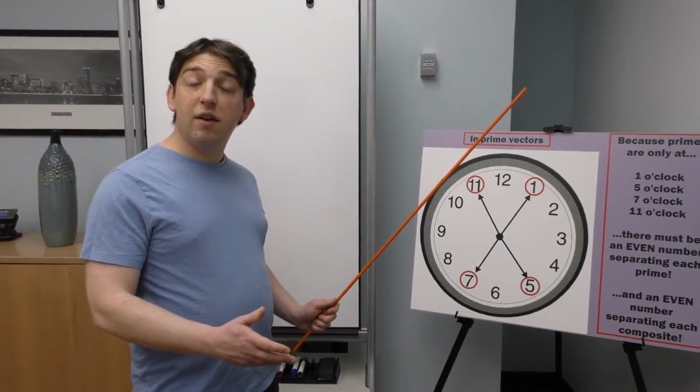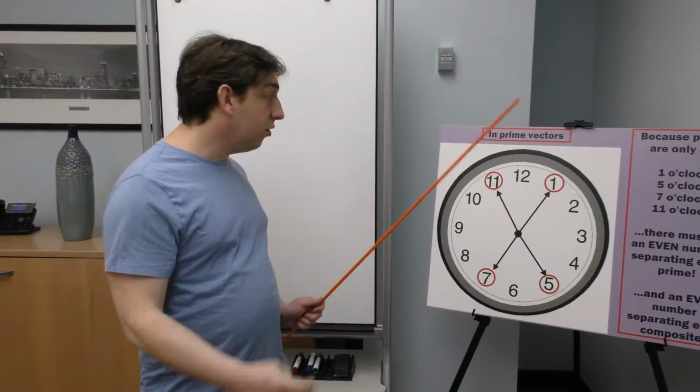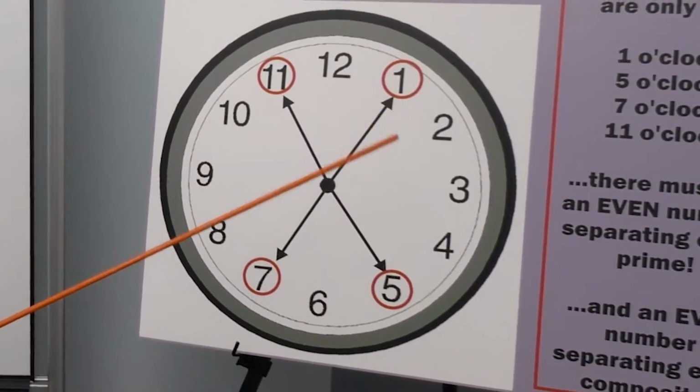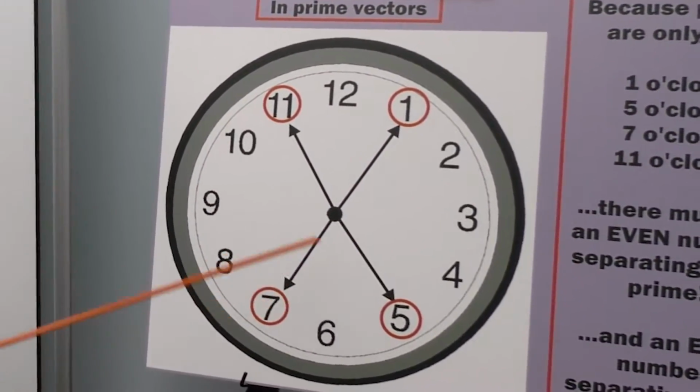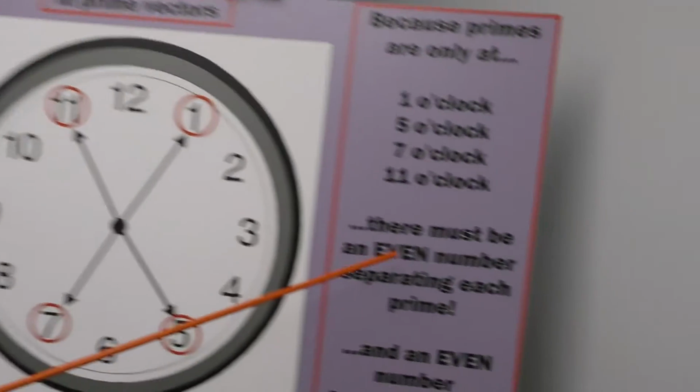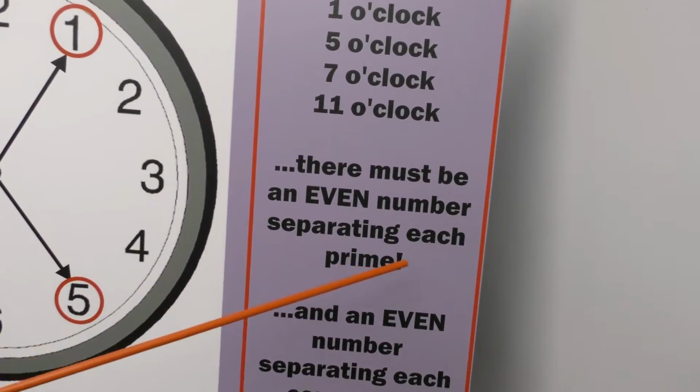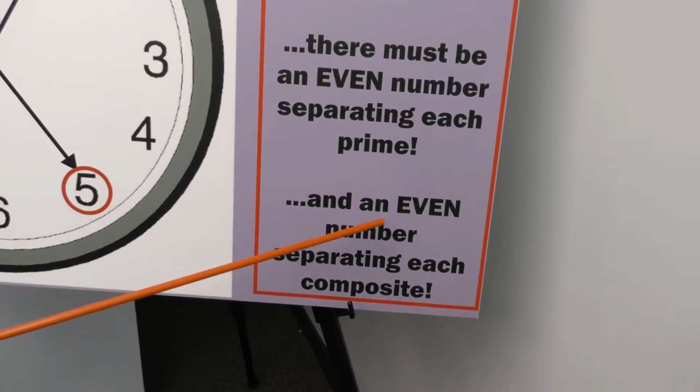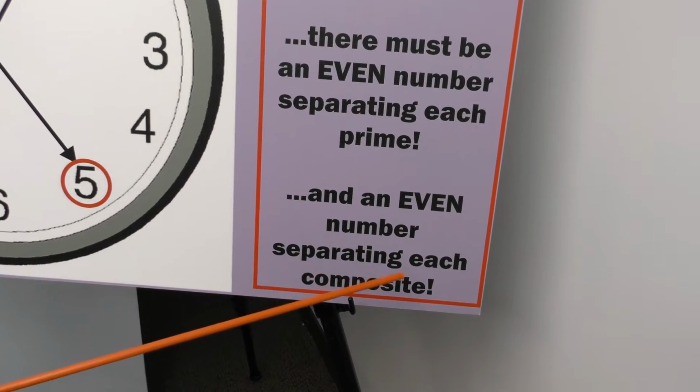Primes are only located at 4 different times: 1 o'clock, 5 o'clock, 7 o'clock, and 11 o'clock. As a fun fact, there must be an even number separating each prime, and an even number separating each composite.